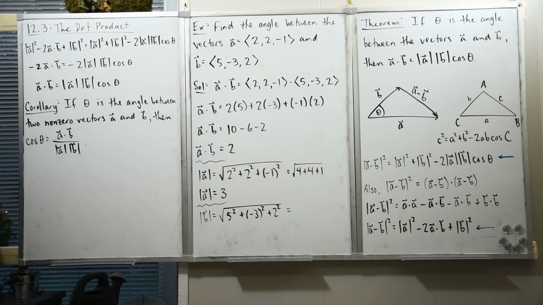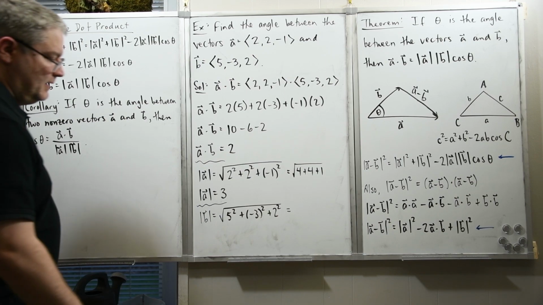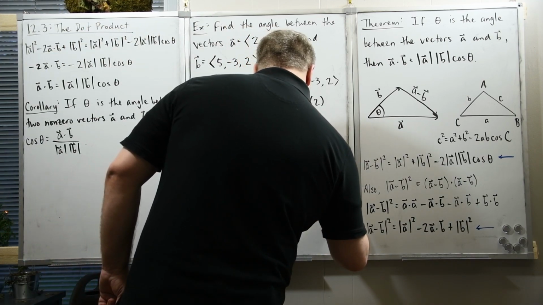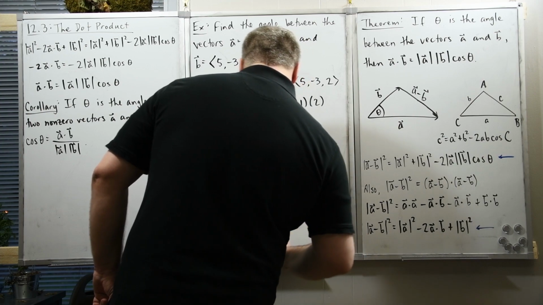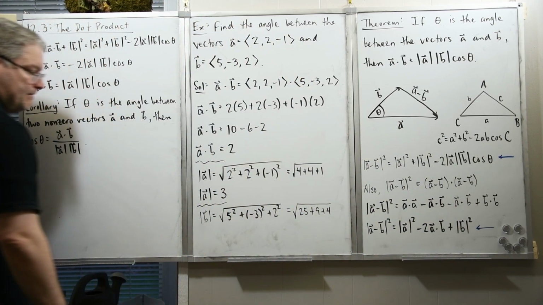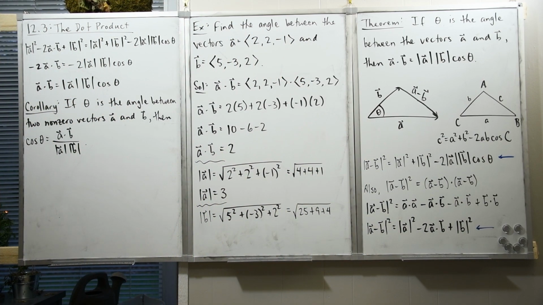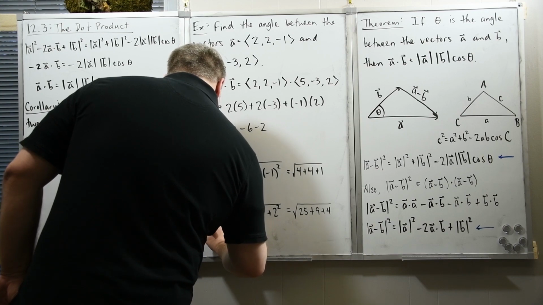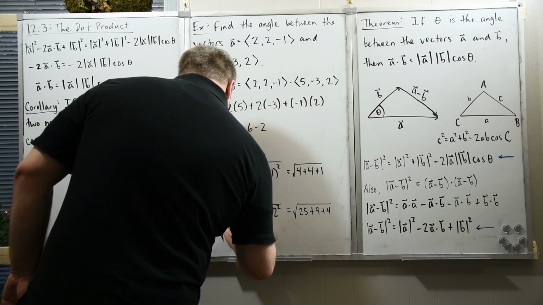So we have the square root of 5 squared plus the square of negative 3 plus 2 squared. And underneath the radical, that'll give us 25 plus 9 plus 4. And if you add 25, 9, and 4, you get 38. So the magnitude of B is the square root of 38.